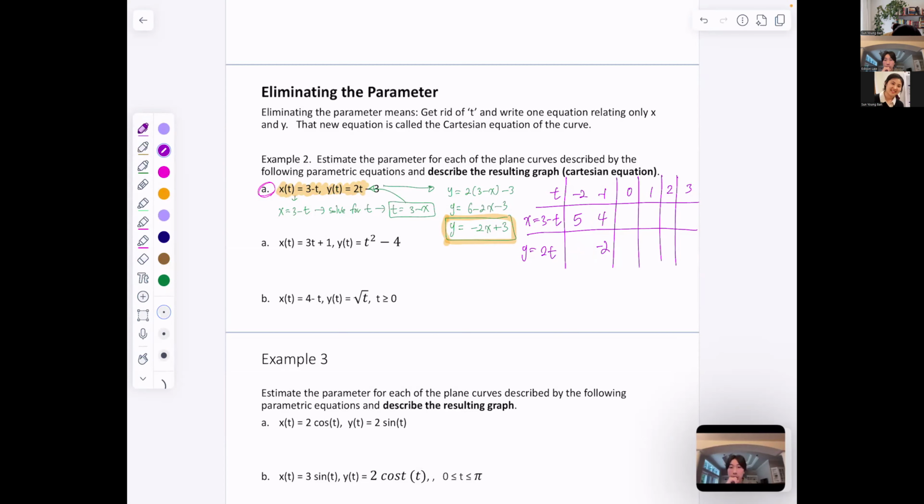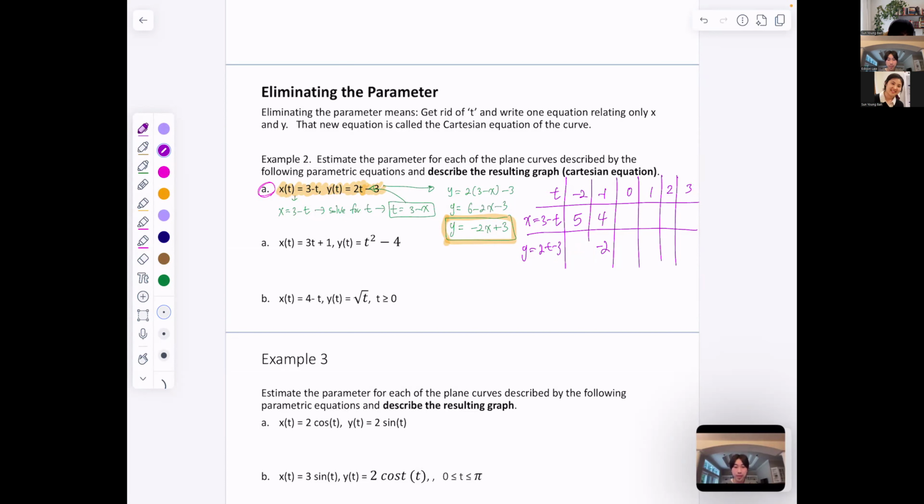You know what? I forgot negative 3. Sorry about that, guys. Right? This one has 2t minus 3. So I have to write 2t minus 3. Thank you.